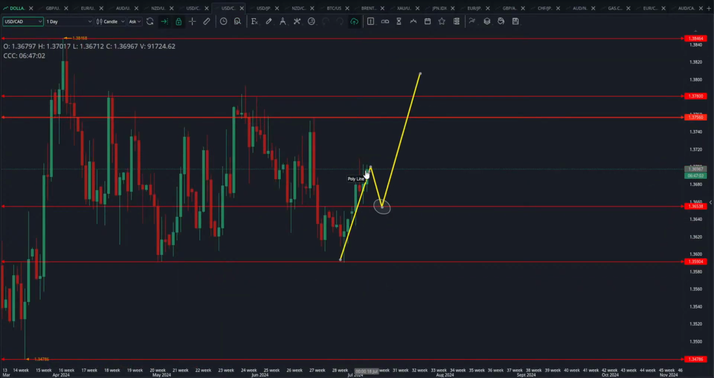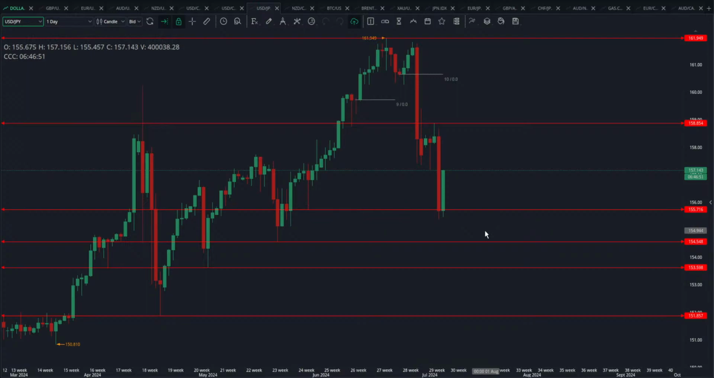USD CAD, we discussed about it. We are bullish on this, and a pullback should be seen as a buying opportunity. 1.3756 is the resistance for the USD CAD. Potential support is 1.3653.